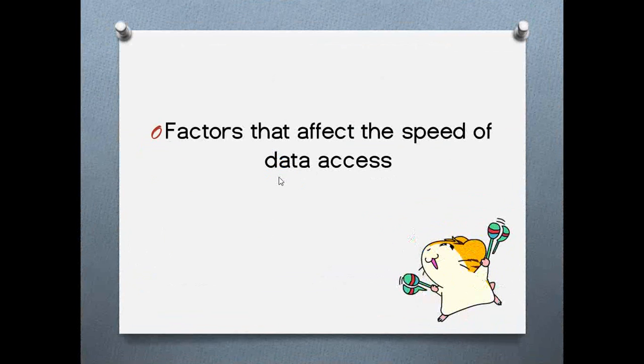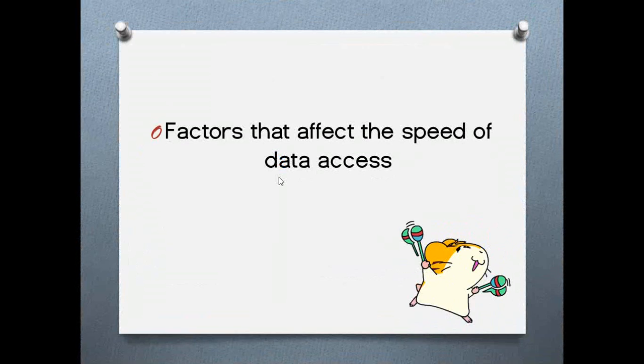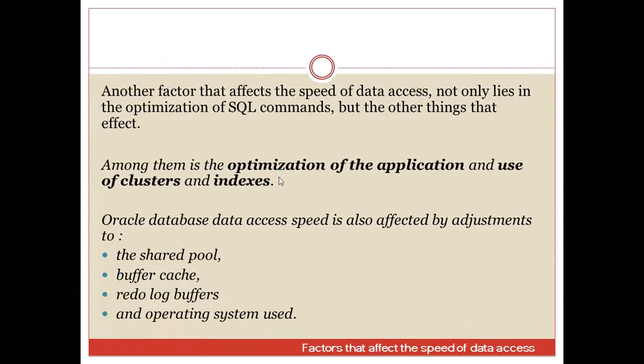So what are the factors that affect the speed of data access? We will discuss it now. Another factor that affects the speed of data access lies not only in the optimization of SQL commands, but in other things that affect it. Among them is the optimization of the application. So the application, we have to optimize, and the use of clusters and index, like what I told you before.